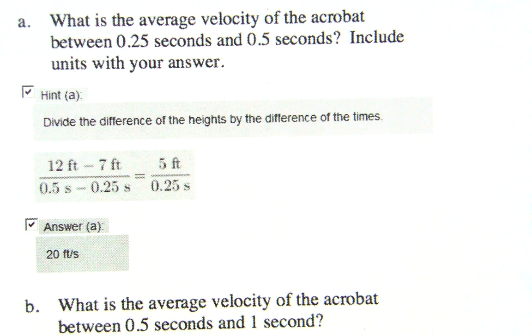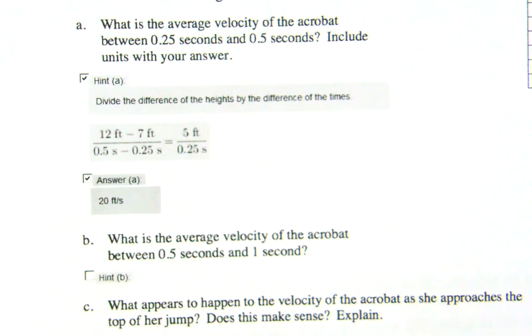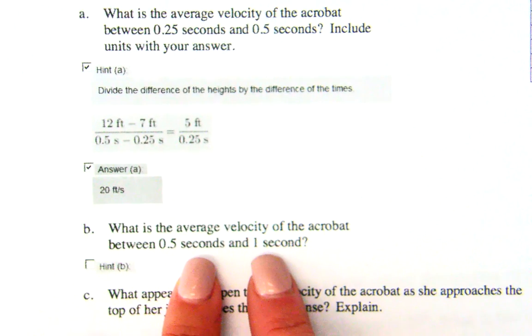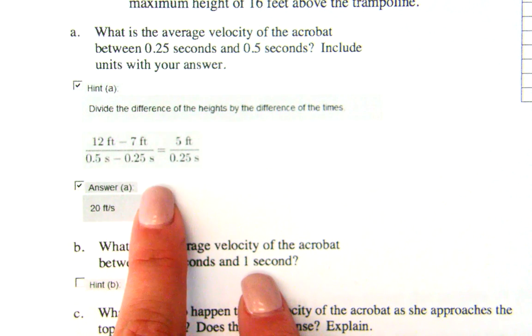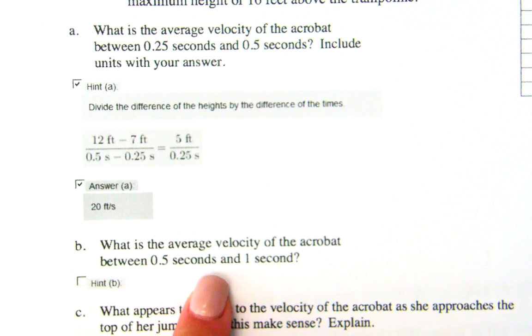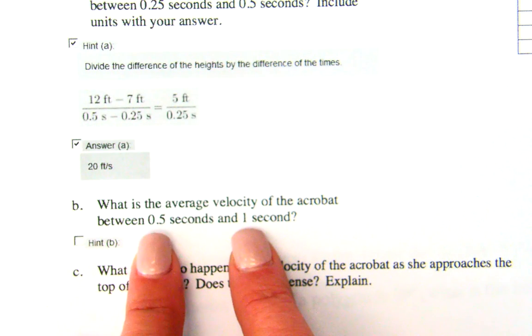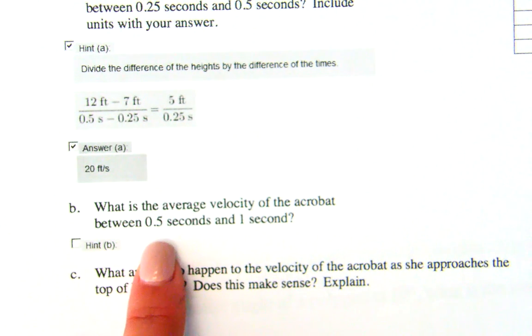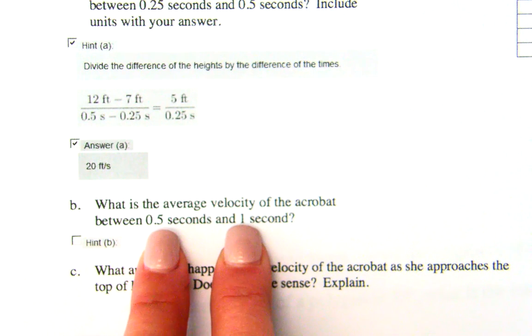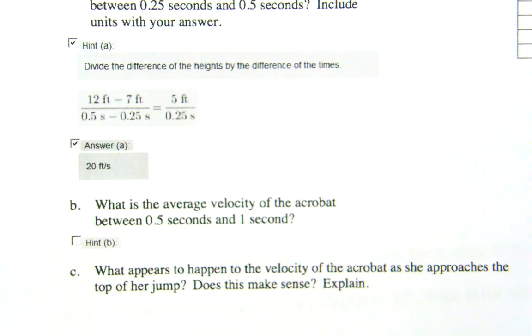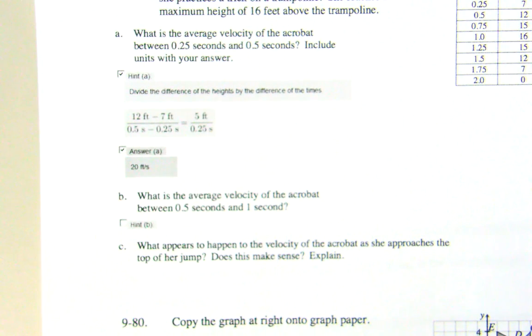All right, and then part B, what is the average velocity between 0.5 seconds and 1 second? You're basically going to do the same thing that you did in part A. How much distance was covered in that time frame, and the time that was covered was, I'm sorry, 0.5 seconds between 1 and 0.5. And then what happened to the velocity of the acrobat as she approaches the top of her jump?